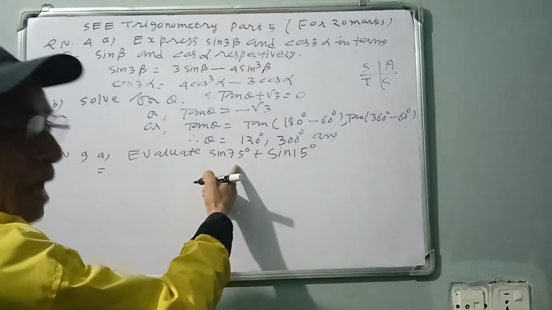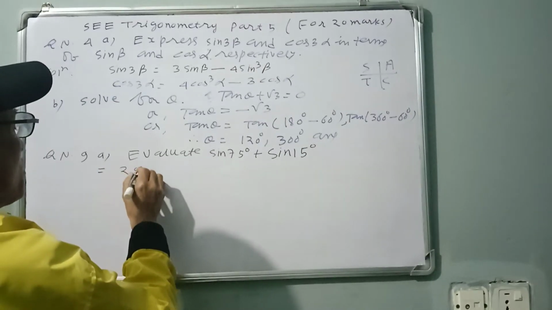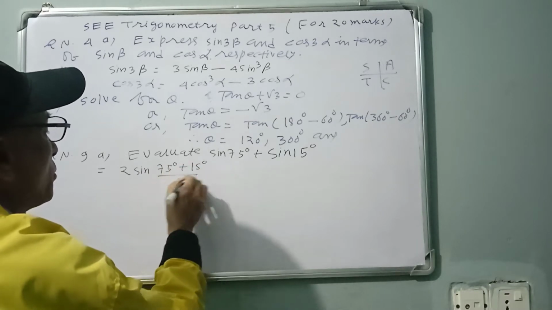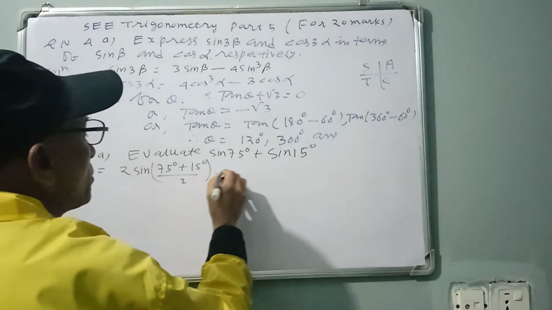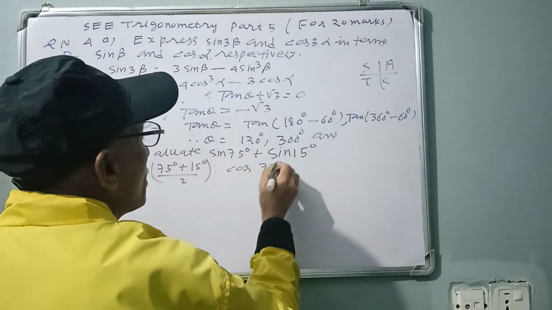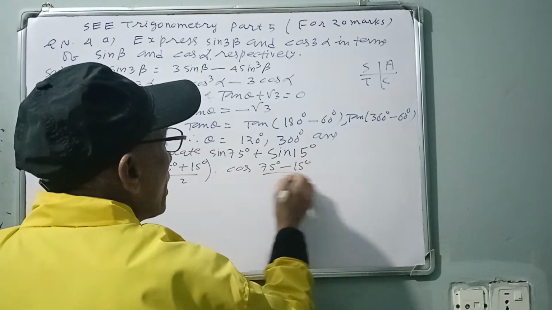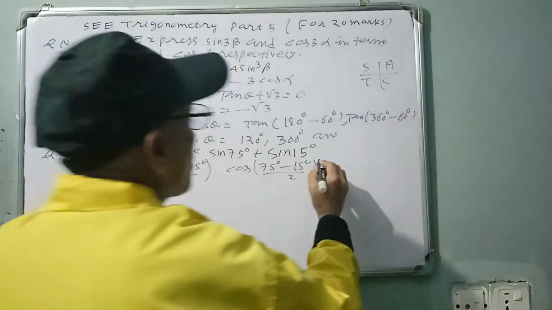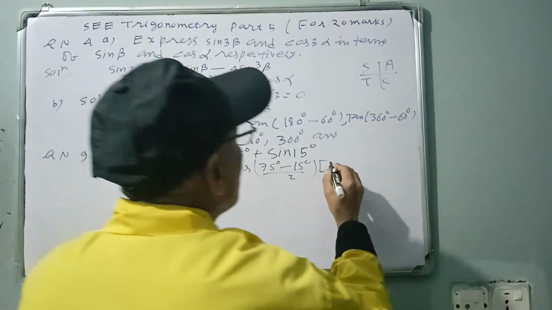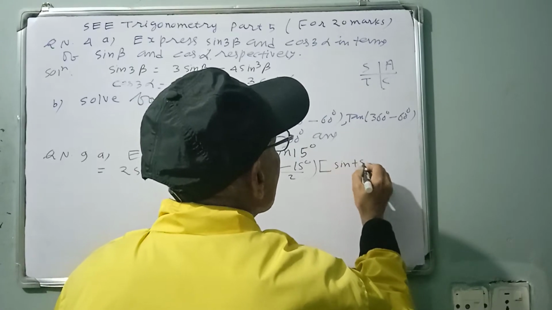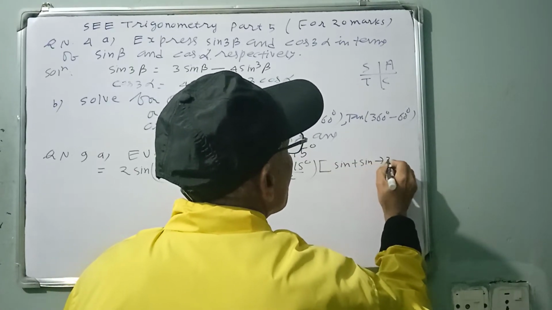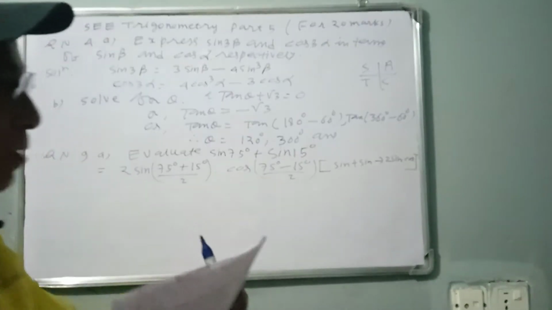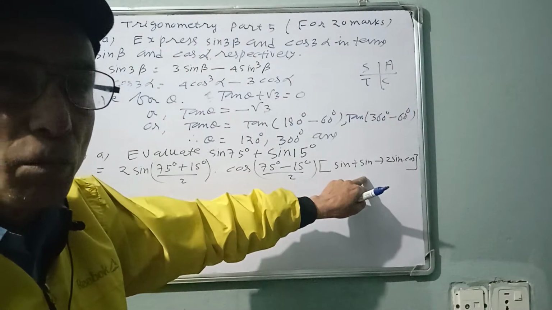How to calculate? Sin plus sin, 2 sin cos: 2 sin of (A plus B) by 2 into cos of (A minus B) by 2. Remember, sine plus sine, 2 sine cos. What is the technique? Sine plus sine, 2 sine cos. I just write down the key formula.